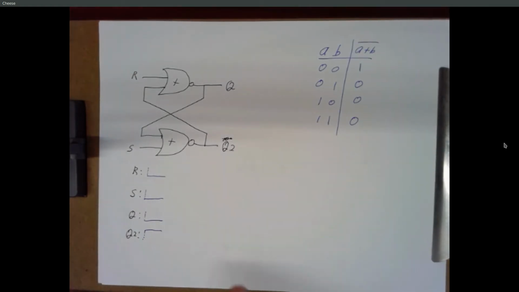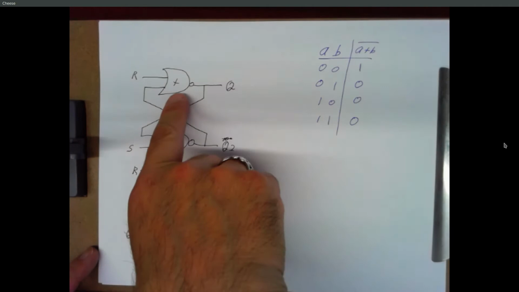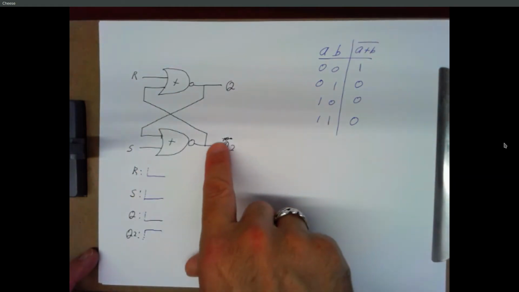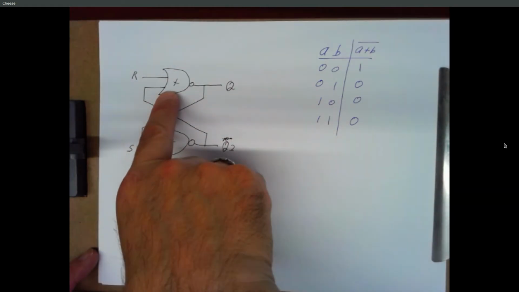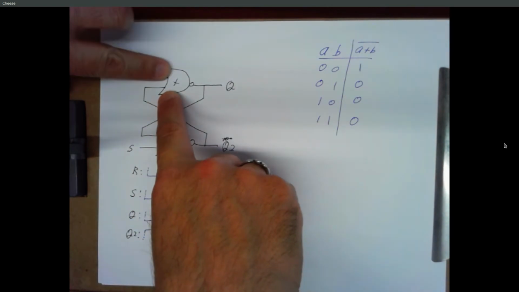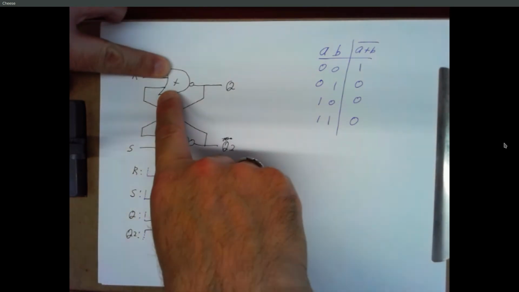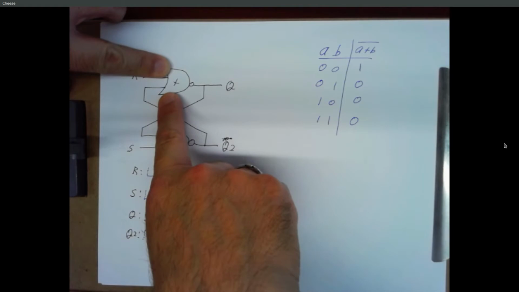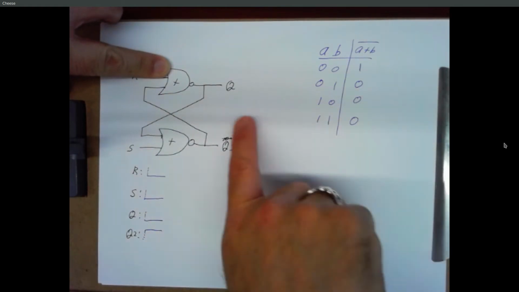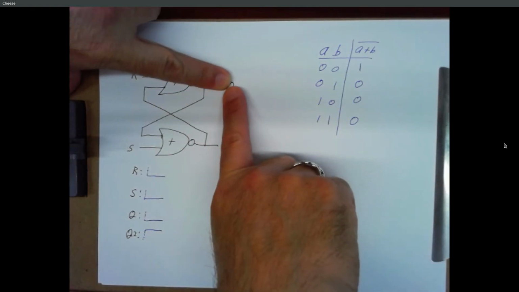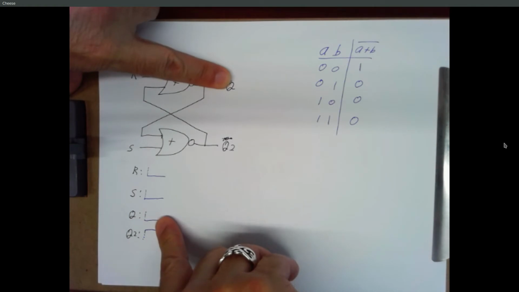Now here's the tricky part. Q2 is actually one of the inputs to this first NOR gate. So we have a 1 going in on this input, and R is a 0, so we have a 0, 1. If you put a 0 and a 1 into a NOR, what's the output? 0. Just a good old 0. So this thing is going to output a 0. Q is going to stay low.